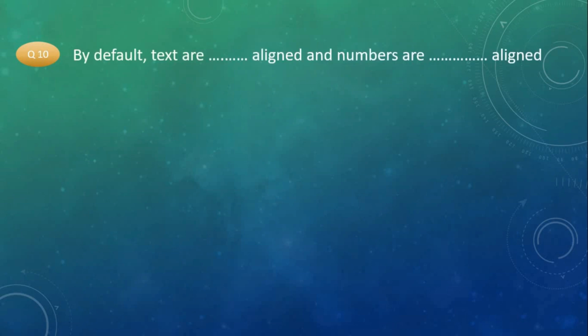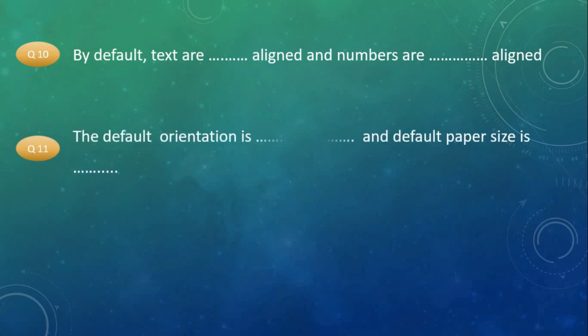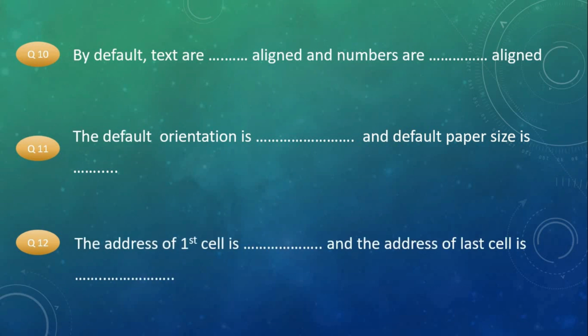The 10th question, by default, text is dash aligned and numbers are dash aligned. The default orientation is dash and the default paper size is dash. The address of the first cell is dash and the address of the last cell is dash.